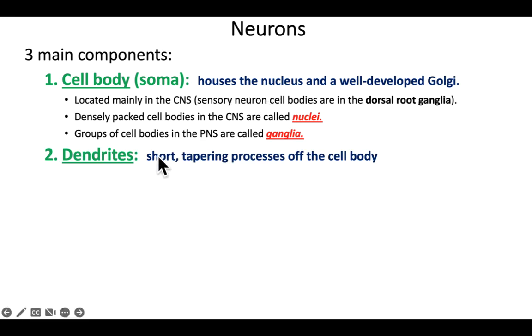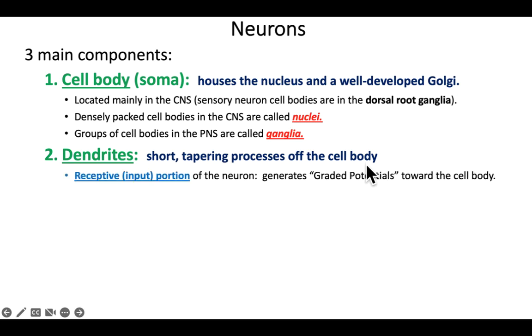Dendrites, those are going to be the short, tapered processes that stick off the cell body. They are going to be the receptive portion of the neuron. So that's where the neuron is going to have receptors. And if those receptors are getting stimulated, it'll start to produce an electrical change along the dendrites, which we call graded potentials. And depending on what these graded potentials are like, it might trigger an action potential. So we'll talk a lot more about that moving forward.